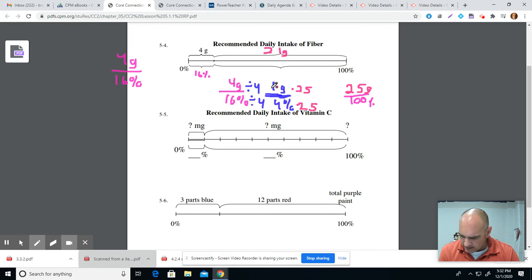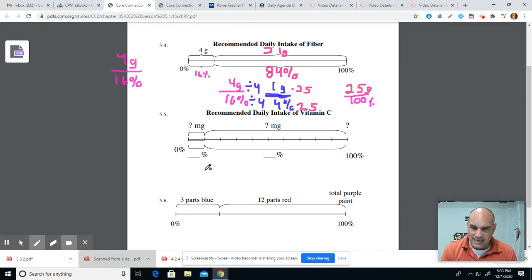Let's see. What other amounts are missing? Add these labels to our diagram. Well, I know this piece is 16%. So what would the rest of this have to be? Well, I got to figure out what's the rest of this to get to 100. So 100 minus 16, I believe, is going to be 84%. All right.